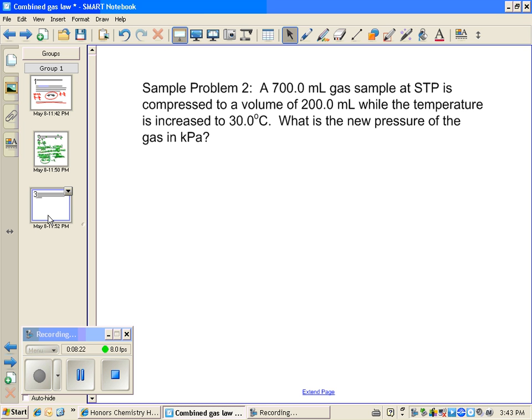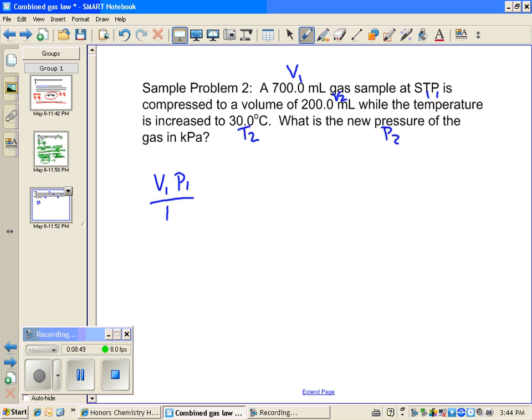And what I have here is volume 1 at temperature 1 and pressure 1. Remember, if you see standard temperature and pressure, or STP, they're giving you numbers. You're supposed to know what those numbers are. And you're compressing it to this volume. This is volume 2, this is temperature 2, and you're looking for pressure 2. All right? So again, you have two temperatures, two volumes, two pressures. You're going to use the combined gas law.